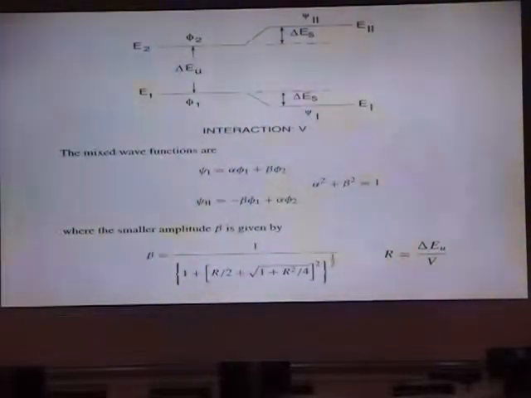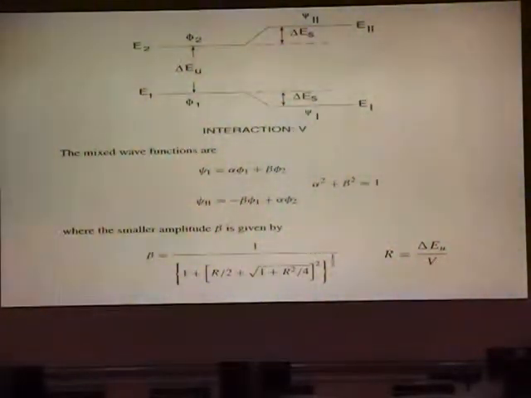Okay, and if you work through the math, which is just diagonalizing a 2 by 2 matrix, this amplitude beta is given by this, and it's a universal result that doesn't depend on any details. It only depends on the ratio of V to the unperturbed separation. I call that R, 1 over R. So R is the unperturbed separation divided by the matrix element, the interaction strength. And so this amplitude beta simply depends on R. The further the states are apart, the larger R will be, and the larger R will be, the smaller beta will be. The closer the states are together, the smaller R will be, and beta will be bigger. Okay?